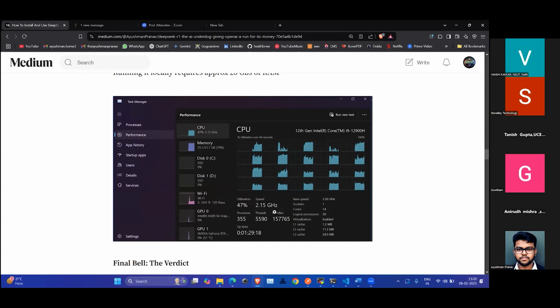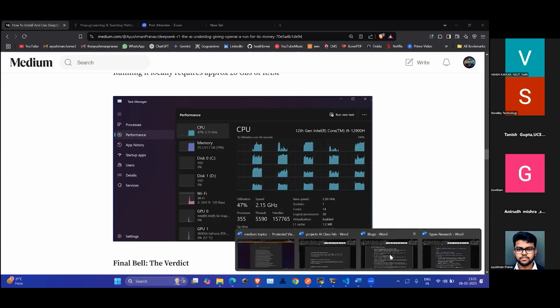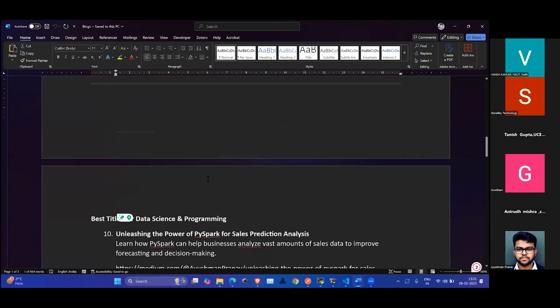So if you're picking out projects or you are writing articles, you need to be sure about whatever system configs you have. Even if you are well versed in writing the code, you or your partner must have hardware of high config so that you can actually implement the ideas and projects that you are thinking about. Got it? So moving on.